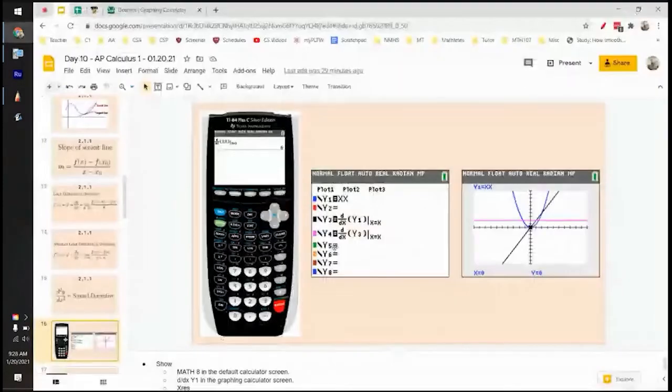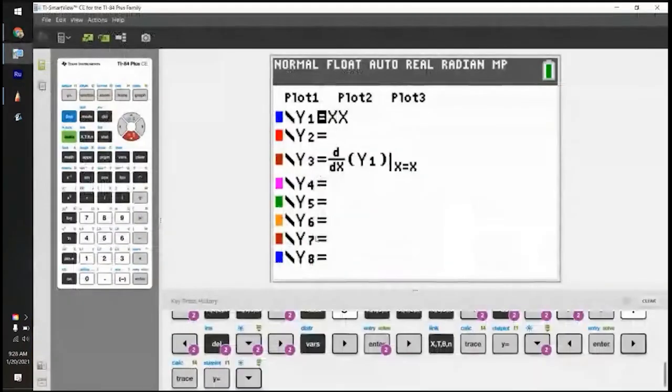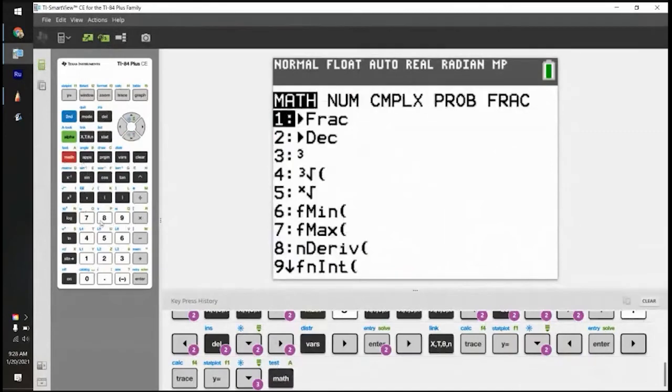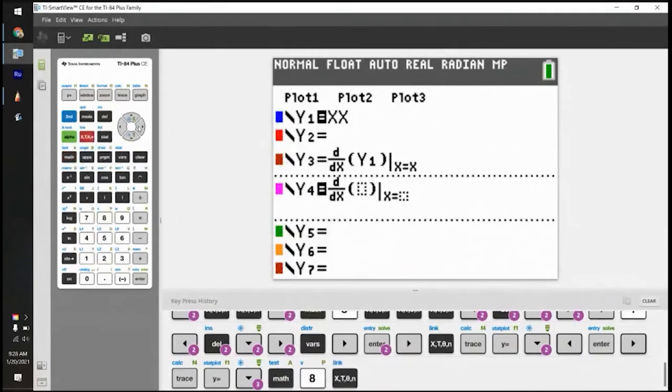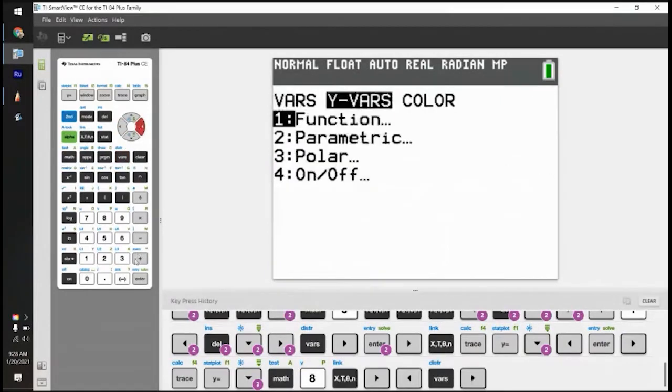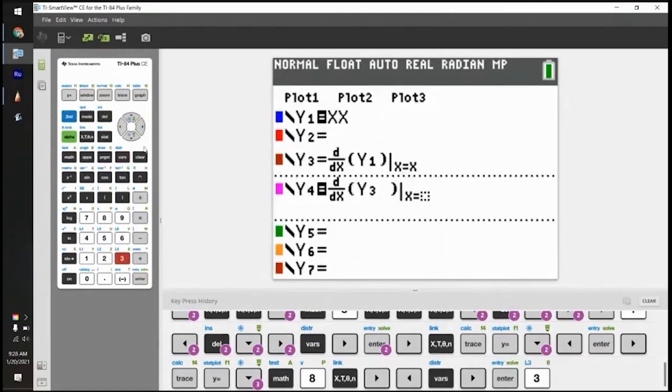I also, let's put the second derivative in there just for fun. The second derivative means you do the derivative of the derivative. It's kind of like Inception. So put an x there. Now we want to do the derivative of y sub 3. So we're going to put a y sub 3 in there with respect to x.